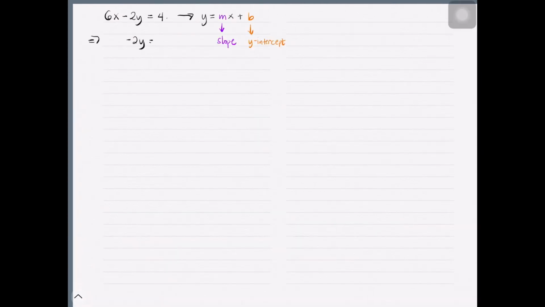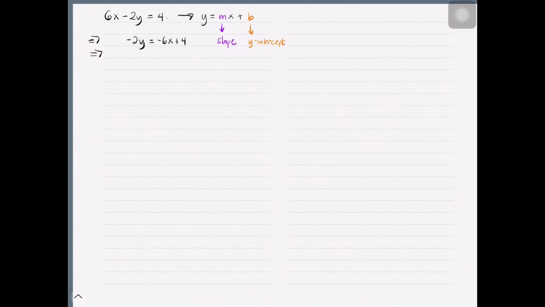Notice that the given equation here is in its general form. If you want to graph this using the slope-intercept form, you have to convert this into that form. That is, you have to have it in the form y equals mx plus b. This gives us a hint that 6x should be transposed to the right side of the equation, leaving us now negative 2y equals negative 6x plus 4.